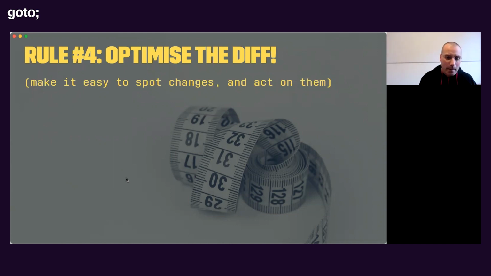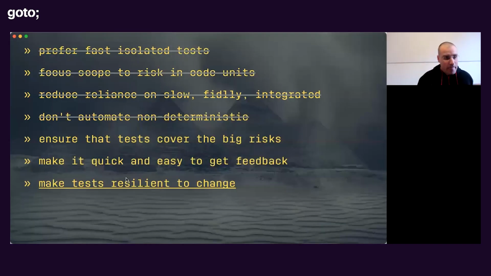And this kind of brings me to the next point I've mentioned earlier. If we run tests in parallel, if we run tests when they're deployed, we can make tests that cover the big risks. We can also optimize the diff, optimize the human time to get feedback, but it's still really tricky to make tests resilient to change. If we change some implementation, how do we avoid breaking the tests?